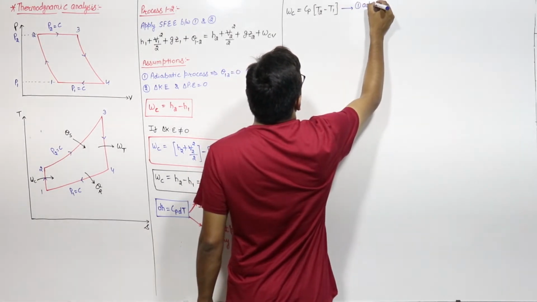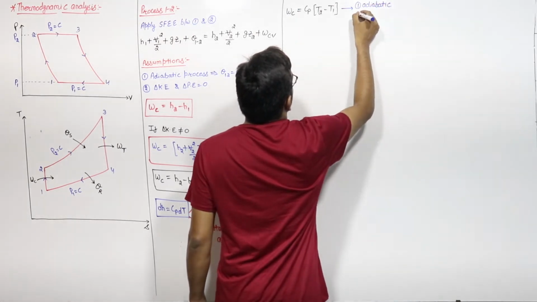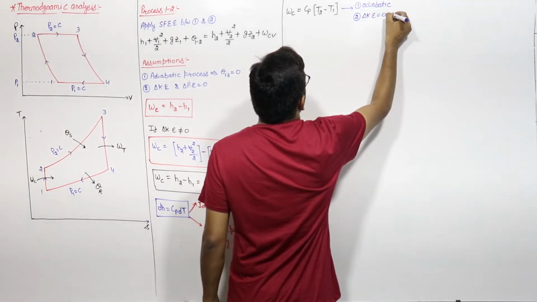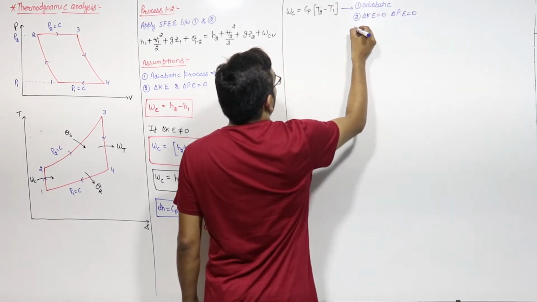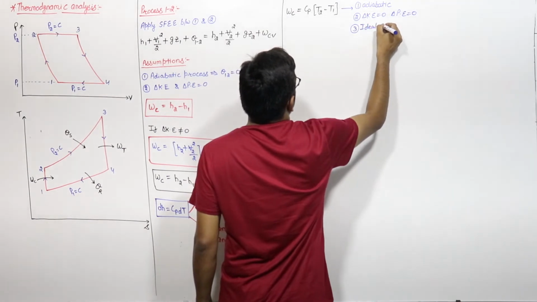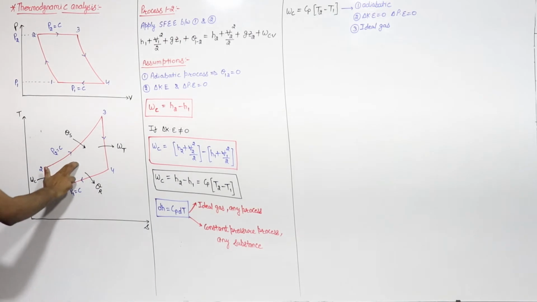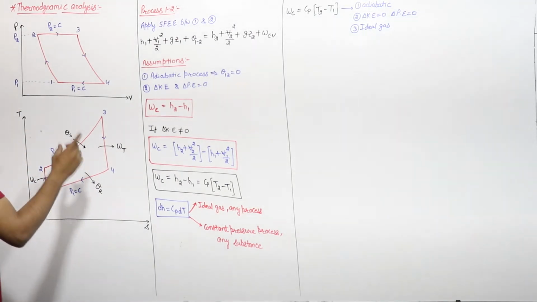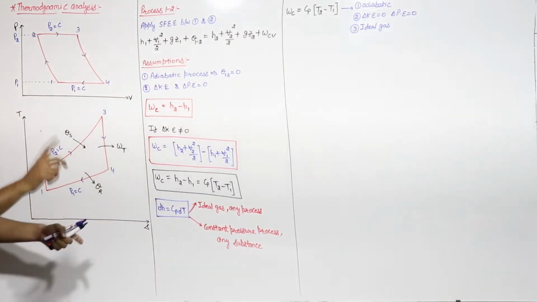adiabatic. Second assumption is changes in kinetic energy is 0 and changes in potential energy 0. This is the second assumption. And third assumption is it should be an ideal gas. If the working fluid which is flowing in this cycle is not an ideal gas, you cannot write this equation.